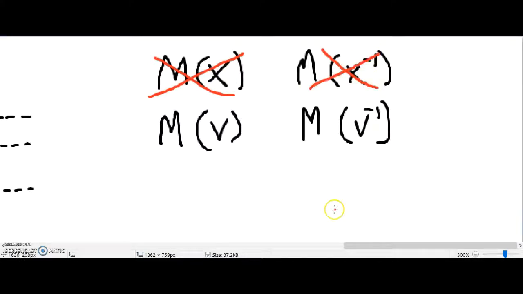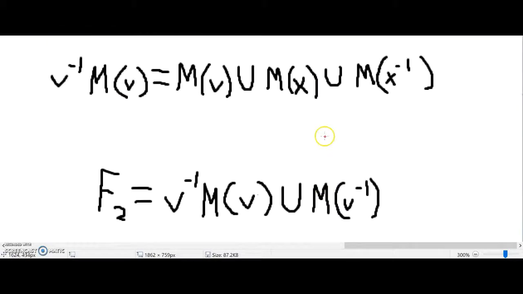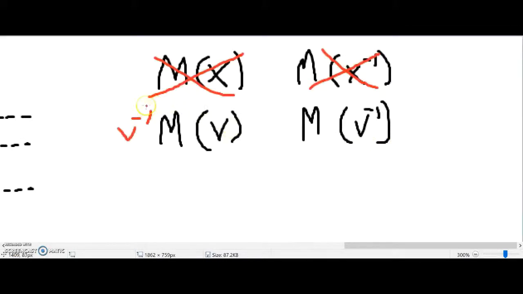That one's been used. So we can repeat the same process, beginning with MV, and we'll end up multiplying on the left by V inverse. And we get a similar situation where MV now becomes MV, but also MX and MX inverse. So we use MV, and we also tack on MV inverse to get a second copy of F2.